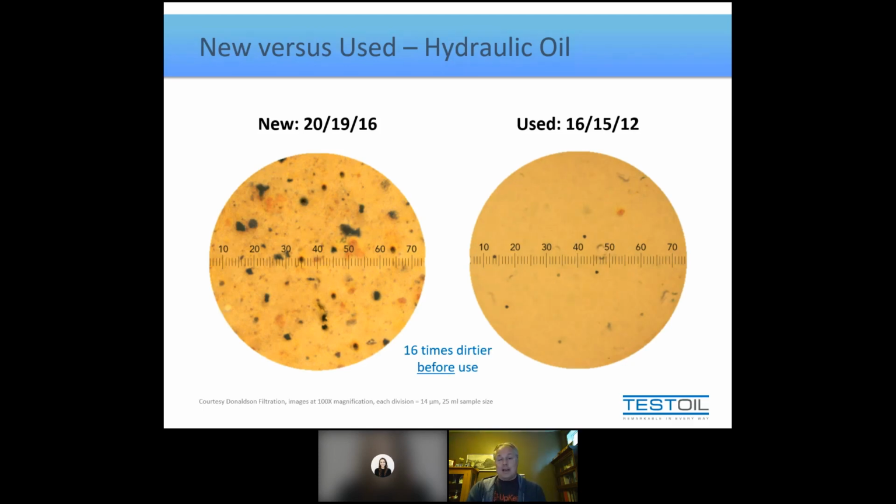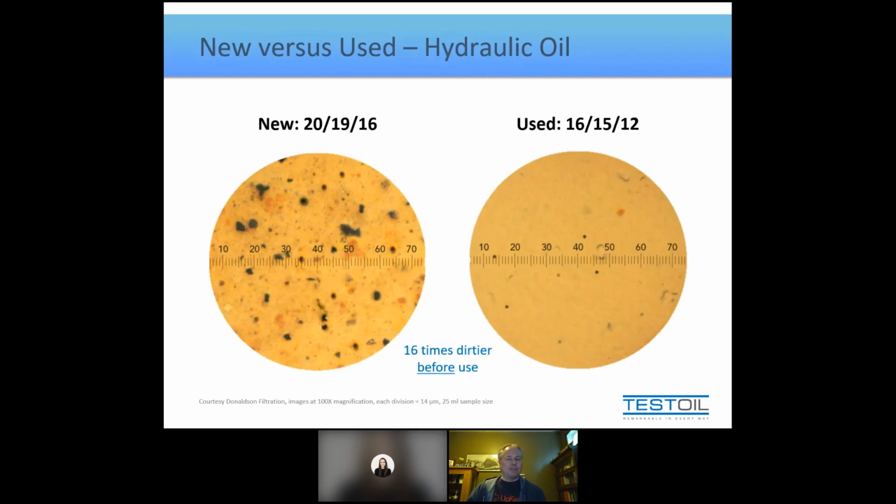So that being said, I know many of us don't always get an OEM recommendation, or sometimes we don't want to use the OEM recommendation, we want to have our own. So the second part of this presentation was, let's set our own target cleanliness, right? Is 16/15/12 clean enough for what we're doing? Who knows? How do we find out?